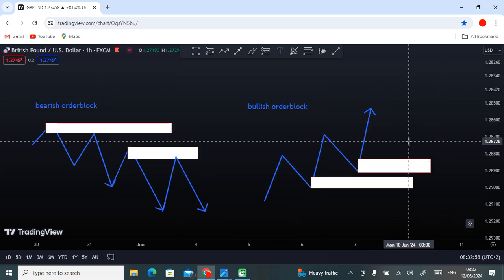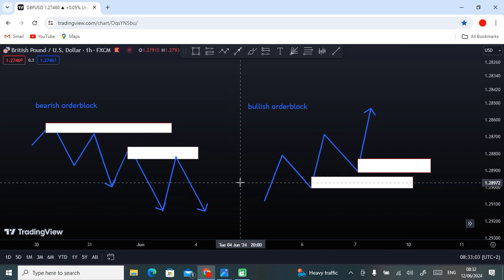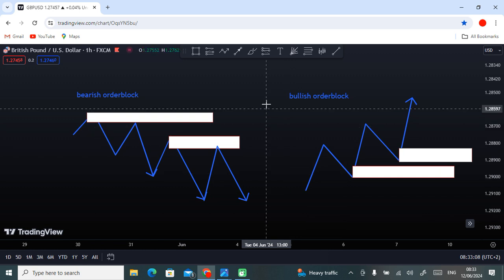This is not the advanced stuff, guys, but we will talk about the advanced stuff when I'm doing a lot more videos. So you have to first understand this concept of order blocks and how they work.